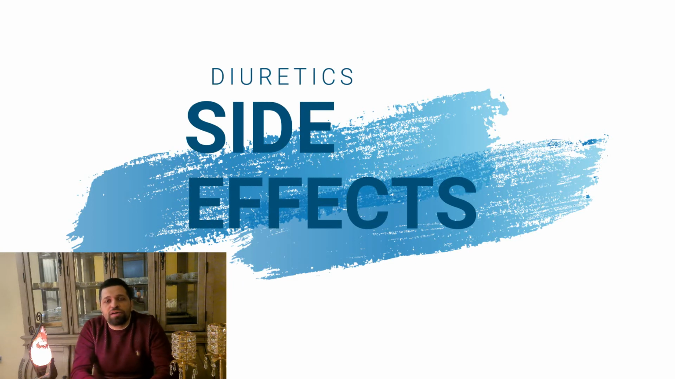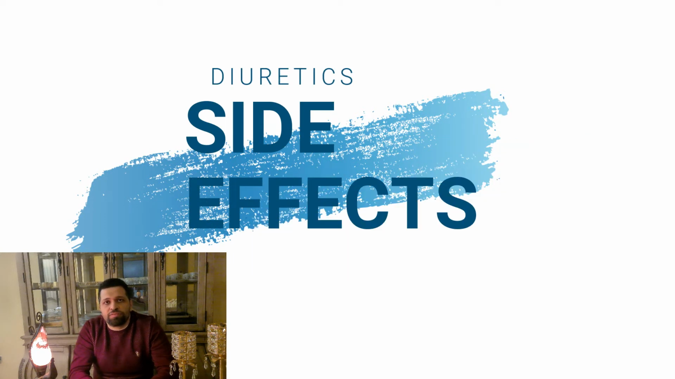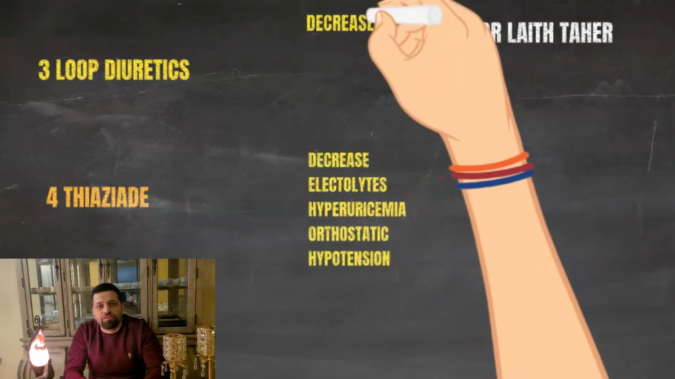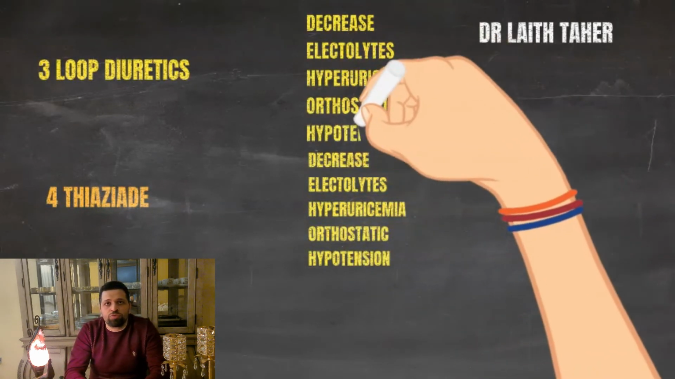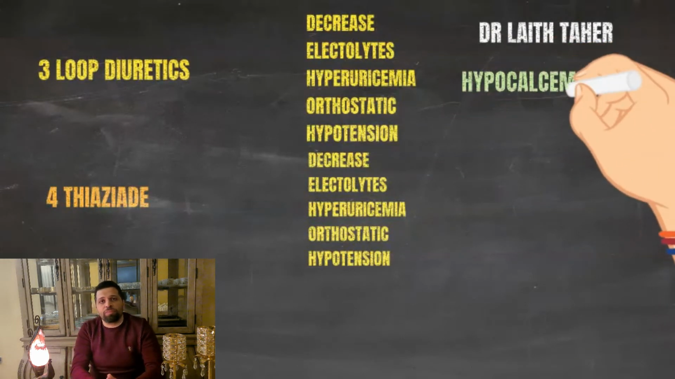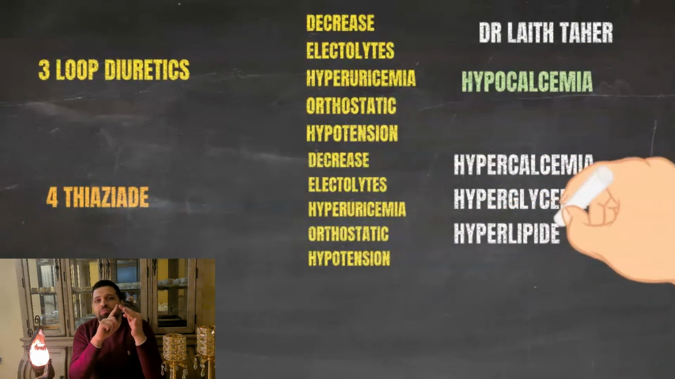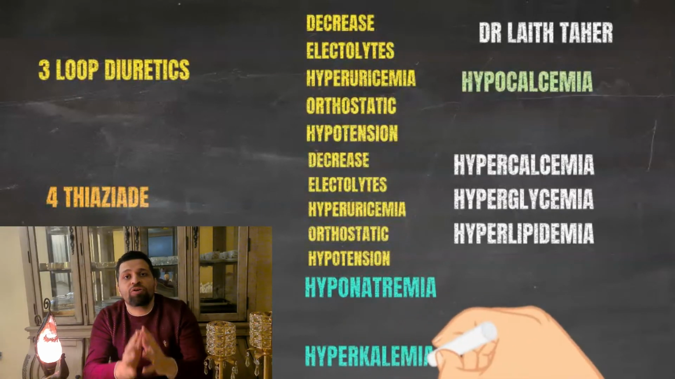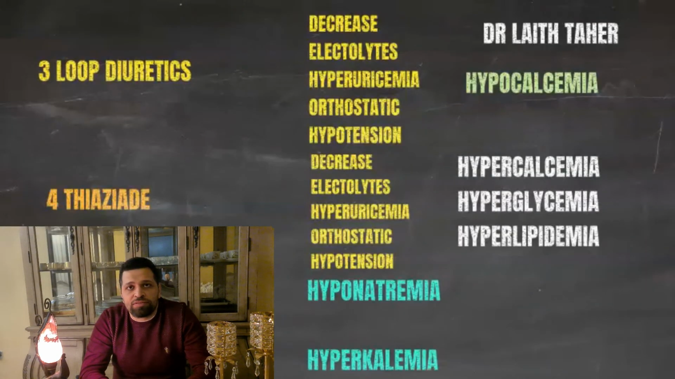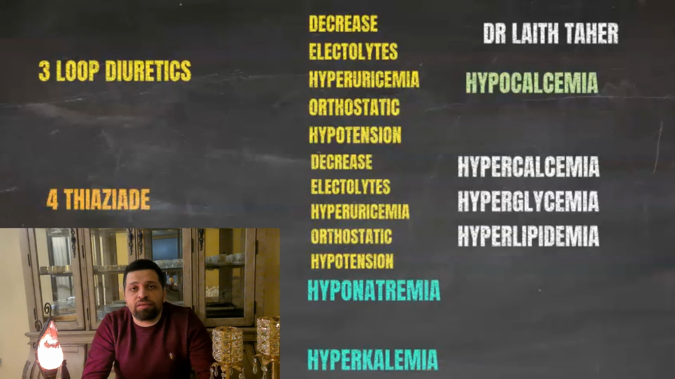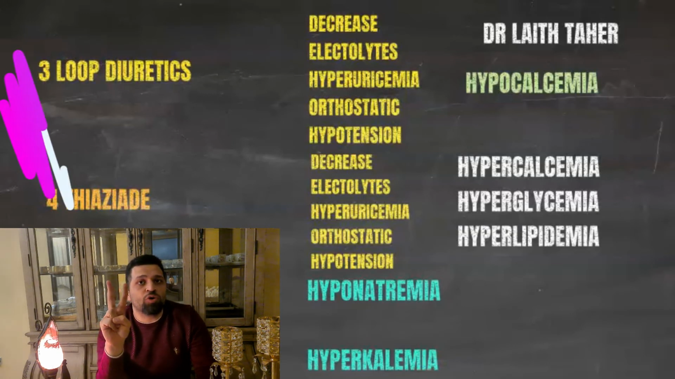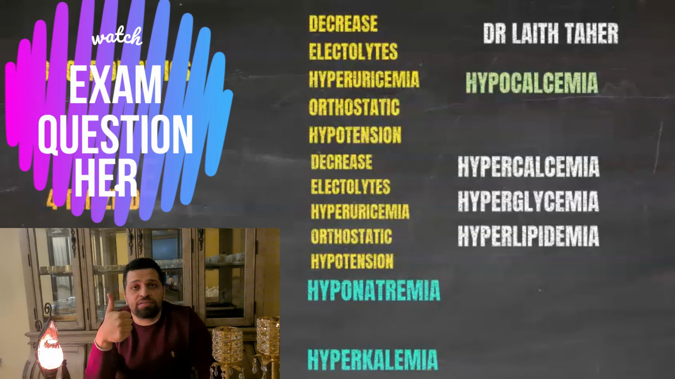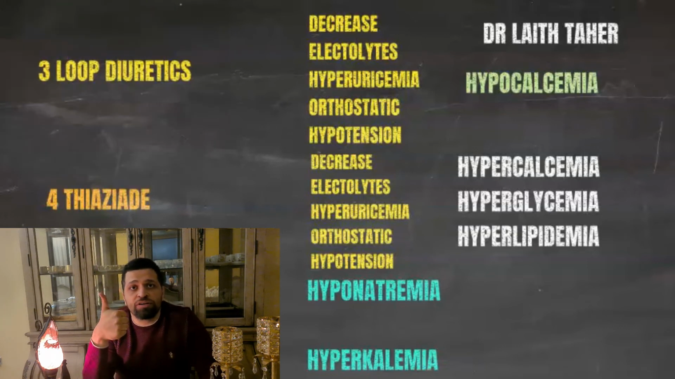Now, what about the side effects of these drugs? If we go to the loop diuretics, it causes decrease in all electrolytes, which might cause malfunctioning in the body. So it decreases sodium, potassium, hydrogen, etc. But the only thing it increases is uric acid. That's why it causes hyperuricemia. In the thiazide, it's the same except for calcium. So it causes hypercalcemia, hyperuricemia, and two extra things which always come in exams. It's hyperglycemia for sugar and hyperlipidemia for lipid.